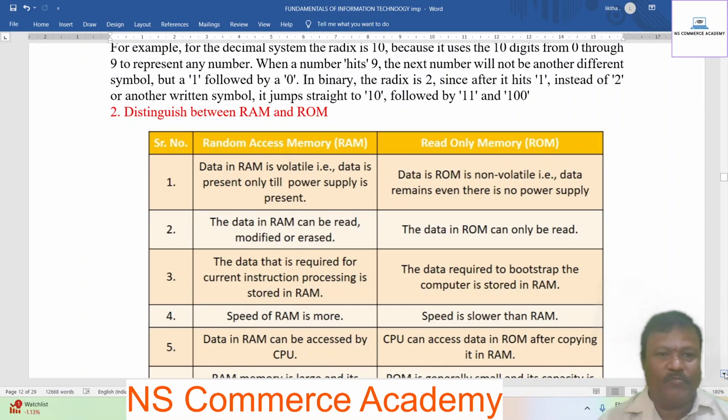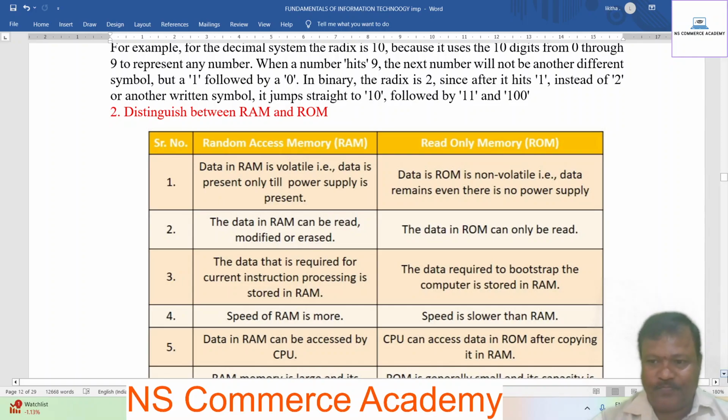First difference: data in RAM is volatile. Data is present only till the power supply is present. Whereas in read-only memory, data in ROM is non-volatile. Data remains even if there is no power supply. Next, second difference: the data in RAM can be read, modified or erased. Whereas the data in ROM can only be read.